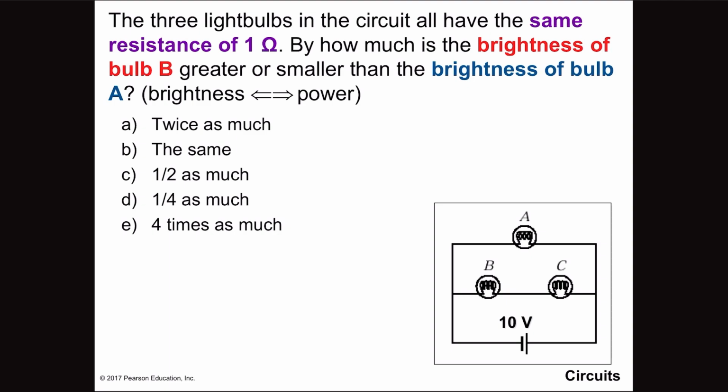Okay. The 3 light bulbs in the circuit all have the same resistance, 1 ohm. By how much is the brightness of bulb B greater or smaller than the brightness of bulb A? So if we look at this, we can think about this again.